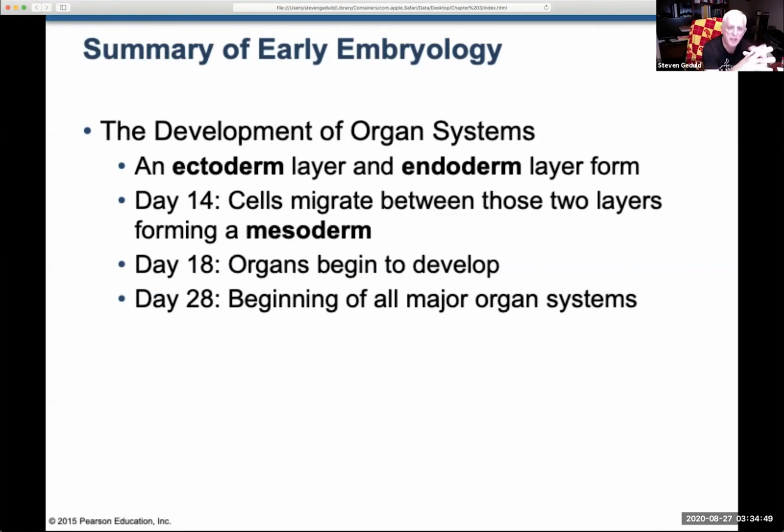So the ectoderm layer and the endoderm layer form, okay? At day 14, 2 weeks, cells migrate between those two layers, forming a mesoderm. At day 18, organs begin to develop. At day 28, you're at the beginning of all major organ systems. So at 28 days, 1 month, you've got a brain, you've got a spinal cord, you've got hands, feet, legs, and all your major organ systems, digestive system, nervous system, respiratory system, are all developing, starting at 1 month of development.